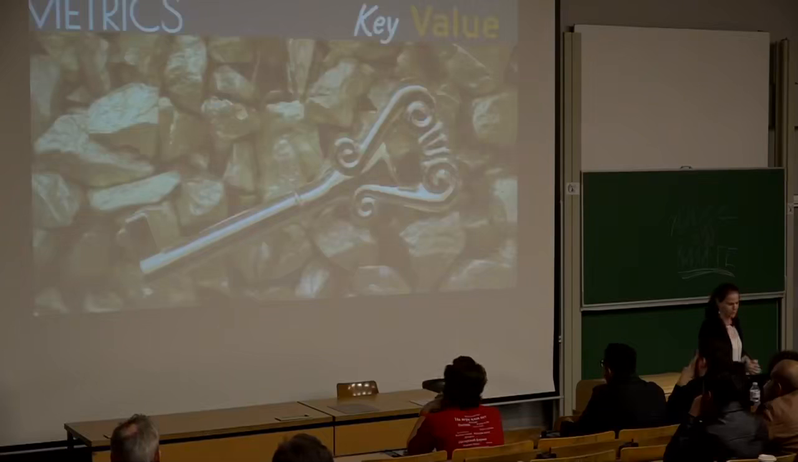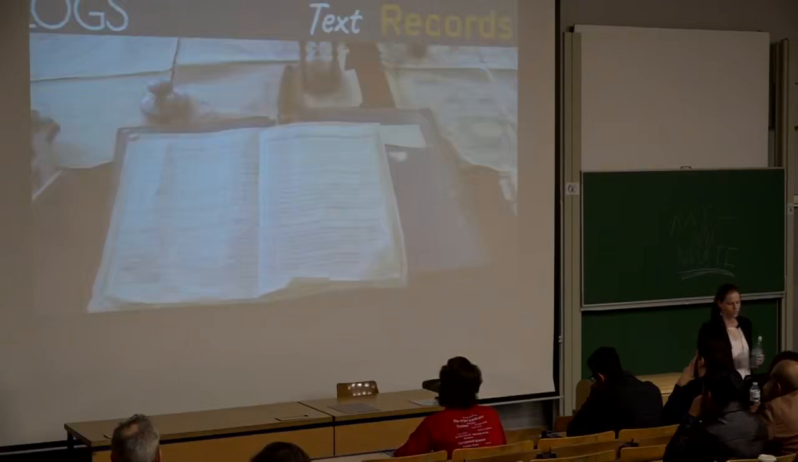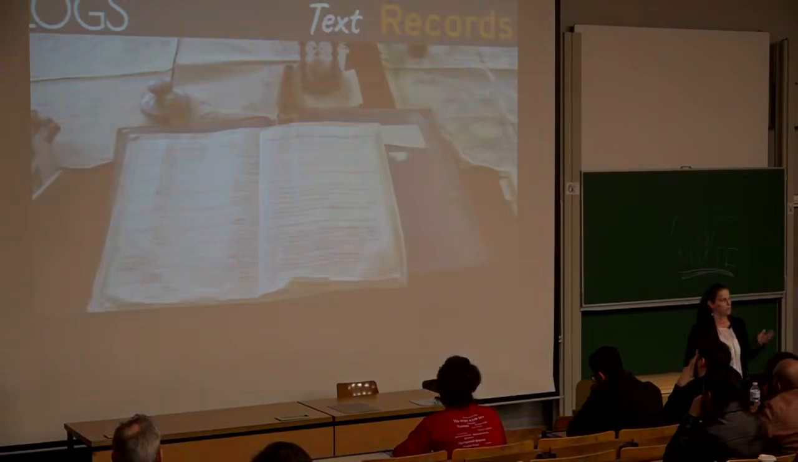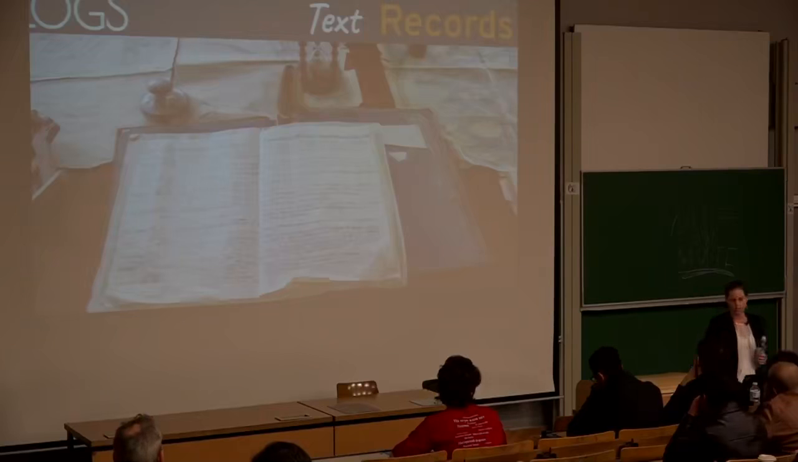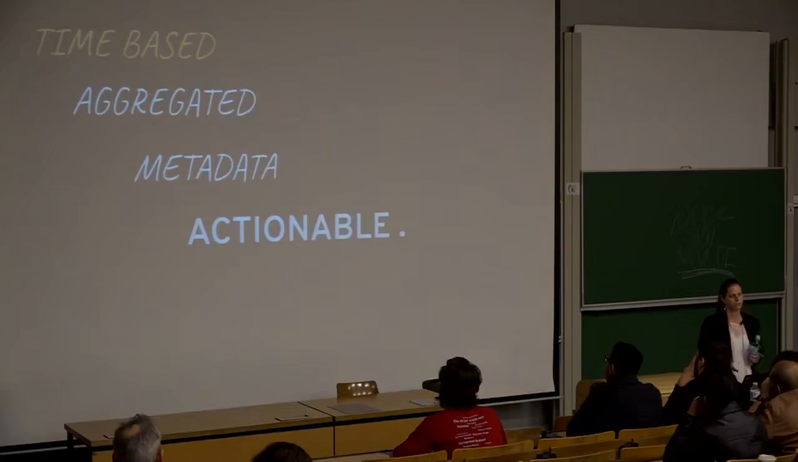When we talk about metrics, we talk about time series data, key value pairs, like CPU usage or memory usage. And when we talk about logs, we usually talk about semi-structured data that includes a timestamp and the message itself, maybe a little bit of metadata like log level. Both metrics and logs are time-based.